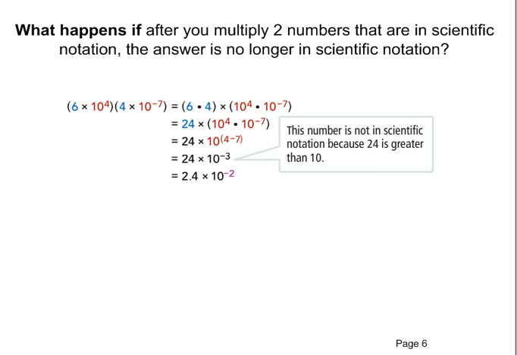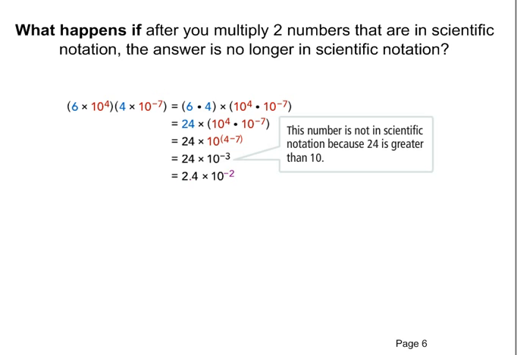Similar to the problem that we had regarding addition, we now have that same type of problem regarding multiplication. What happens if, after you multiply two numbers that were in scientific notation together, the answer you get is no longer in scientific notation? So the problem is 6 times 10 to the 4th power times 4 times 10 to the negative 7th. Both of those are in scientific notation. We take the first factors, the 6 and the 4, we combine them. We combine the two powers of 10, 10 to the 4th and 10 to the negative 7th.